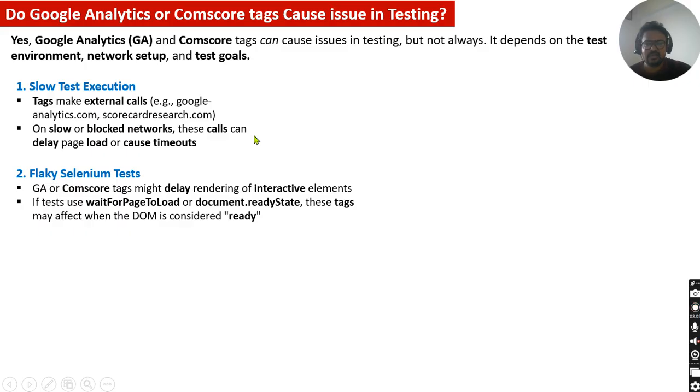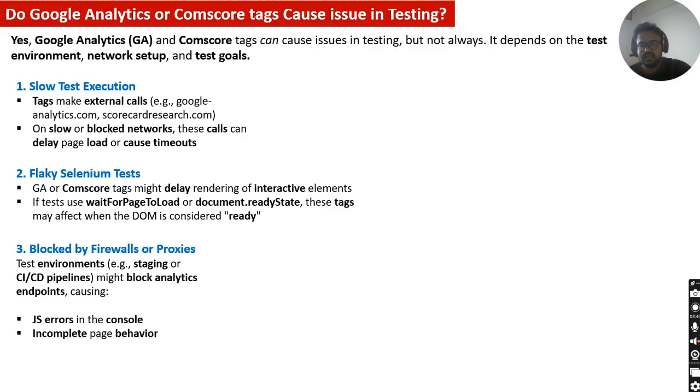Then there are flaky Selenium tests, because GA and Comscore tags might delay rendering or interactive elements. If your page is taking too much time to render, sometimes the element will not be available to perform an operation at the time you expected. So you need to make sure you put proper waits, such as waiting for the page to load, and make sure the DOM is ready before doing any interaction with it.